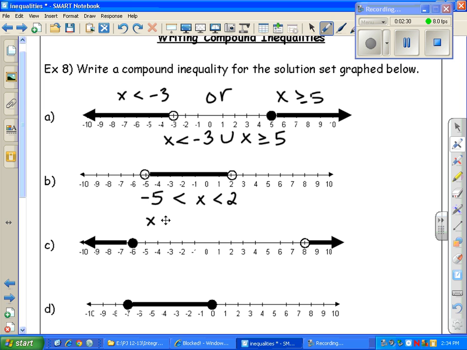It could also be written like this. x is greater than -5, and x is less than 2. These two mean the same thing. We'd like to start getting comfortable writing these compound inequalities, the intersections, using one variable. So we'd prefer to see it like this here.